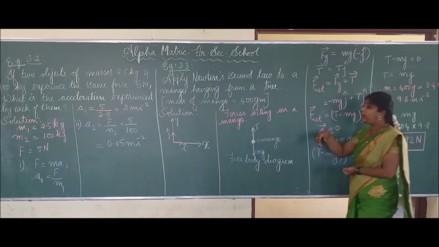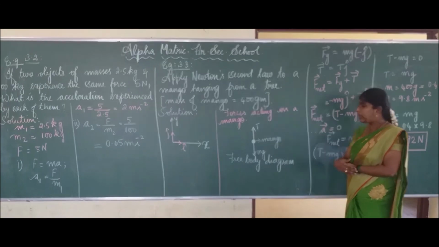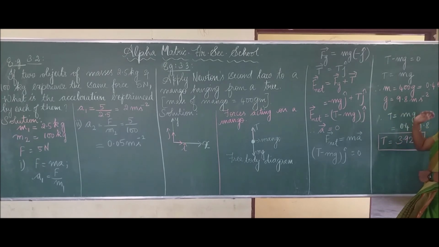And already they have given the mass of the mango. What is it? 400 gram. Okay, so in terms of kilogram, the value is 0.4 kg. Right? And next is the acceleration due to gravity, small g value. What is that? 9.8 m s^-2.